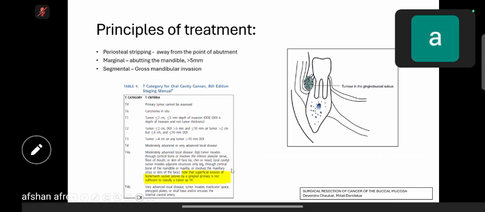We have to make a note also that in AJCC 8th edition, they have said that superficial erosion of bone and tooth socket alone by a gingival primary is not sufficient to classify it as a T4 lesion.